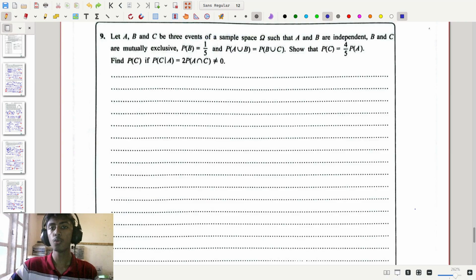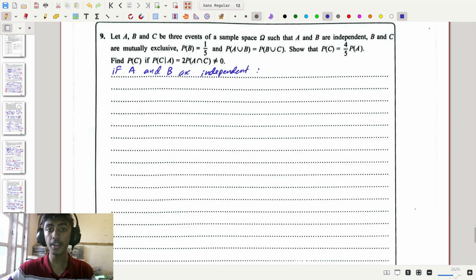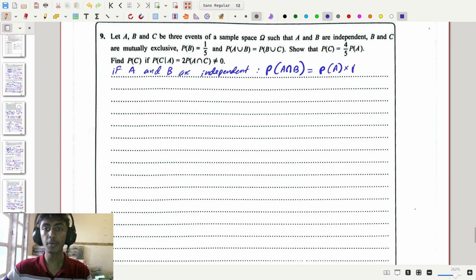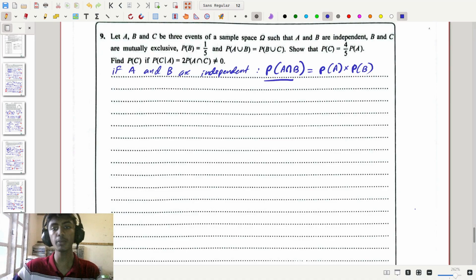In this case, we know that A and B are independent, but from this we can actually derive some relationship of probabilities of A and B. Specifically, what we know for two independent events is that the probability of the first event happening and the second event happening at the same time is going to be equal to the probability of the first event happening multiplied by the probability of the second event happening. So in this case, the probability of A and B happening at the same time is equal to the probability of A happening times the probability of B happening.